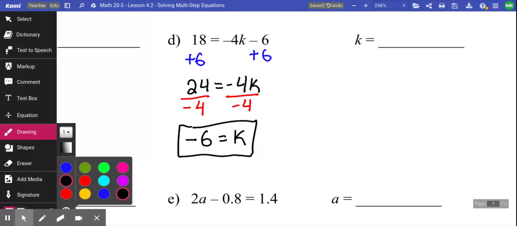Did you get it? Yeah, I got 6 equals negative k. And then I got negative 6. Yep, that makes sense. So if you ever end up in that situation, I just didn't put the negatives where the k was. If you get that, you can just flip the negative over. It just becomes negative 6 equals k.